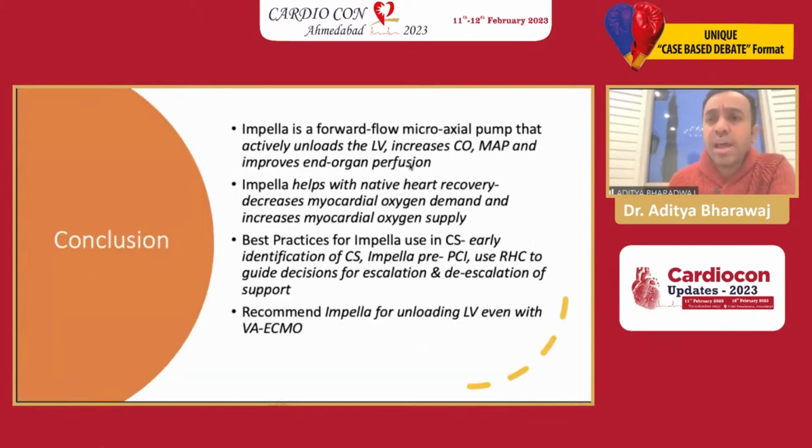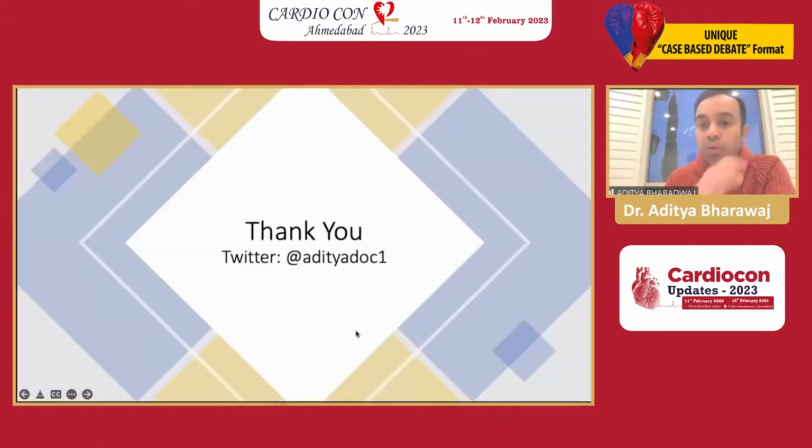So in conclusion, Impella actively unloads the left ventricle, increases cardiac output, improves end organ perfusion. Most importantly, it helps with native heart recovery by decreasing myocardial oxygen demand and improving supply. If you are using Impella, it's very important to follow best practices in cardiogenic shock: early identification, Impella pre-PCI, use of right heart cath. I think without a Swan-Ganz catheter, you cannot make any decisions. And finally, Impella is recommended for LV unloading even in the presence of VA ECMO for all the reasons that I just mentioned. Thank you.